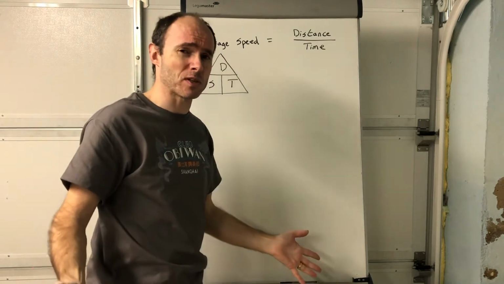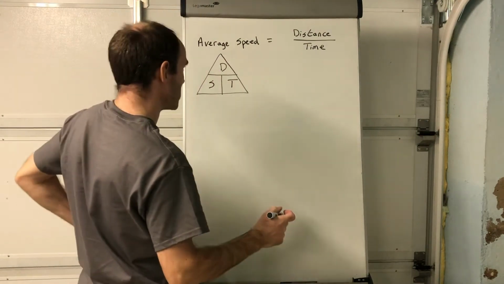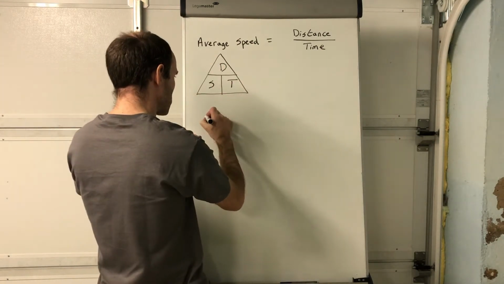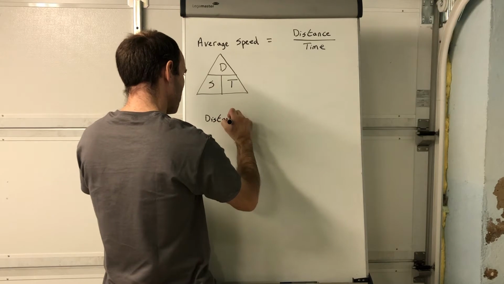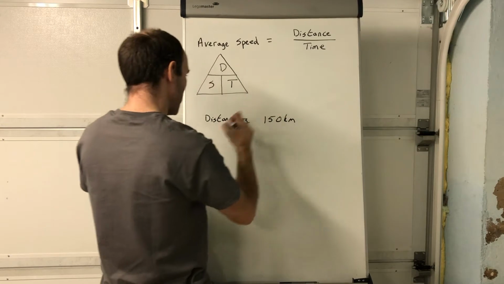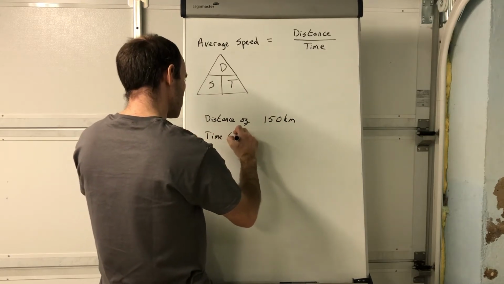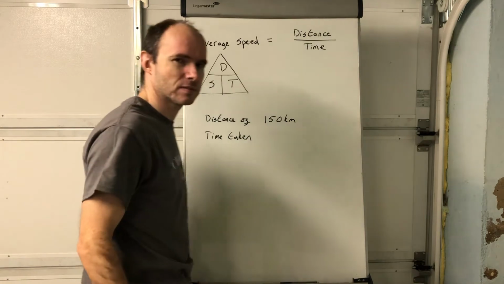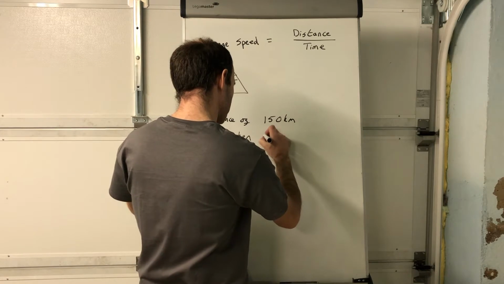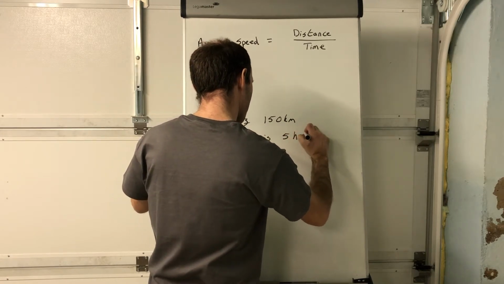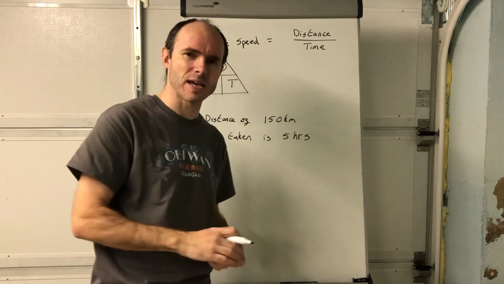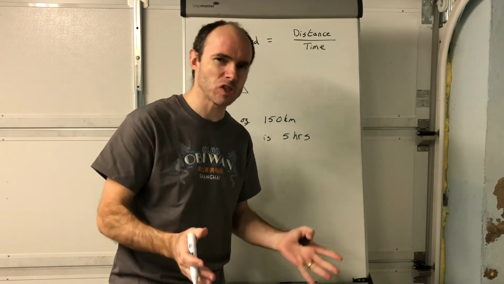Let me give a simple example of how this works. Let's do it where I want to work out an average speed. So imagine we travel a distance of, say, 150 kilometres. And imagine that the time taken to do this, it doesn't have to be difficult, let's just say it's 5 hours. So it might be that you're driving a car and it takes you 5 hours to get there. Now just remember, we're trying to find an average speed.